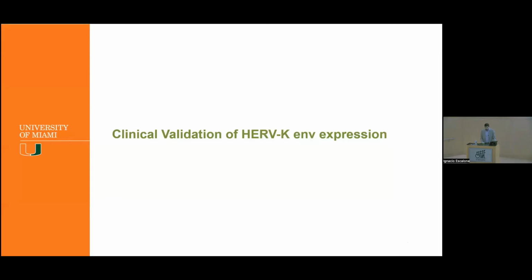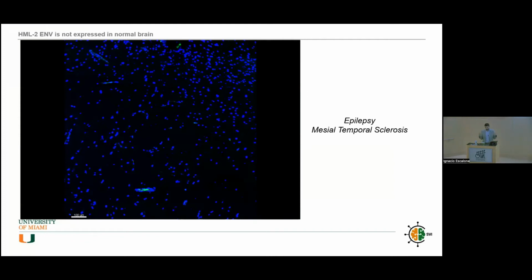So again, that's great. Anything you do in cells, you have to make sure that's clinically validated. So, even if I show something in a petri dish, that's great, but you have to validate that with patient tissues. So we took once again control tissue, epilepsy. We use mesial temporal sclerosis as a control. This is staining for HML2 envelope protein. Really no expression of HML2 envelope in epilepsy.